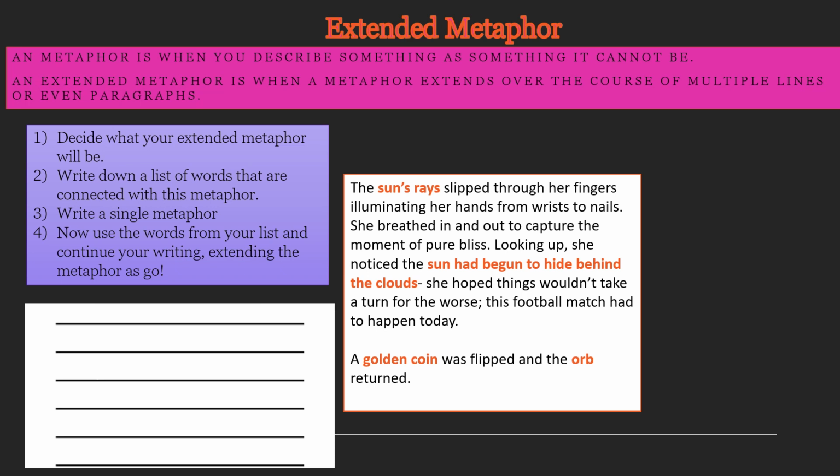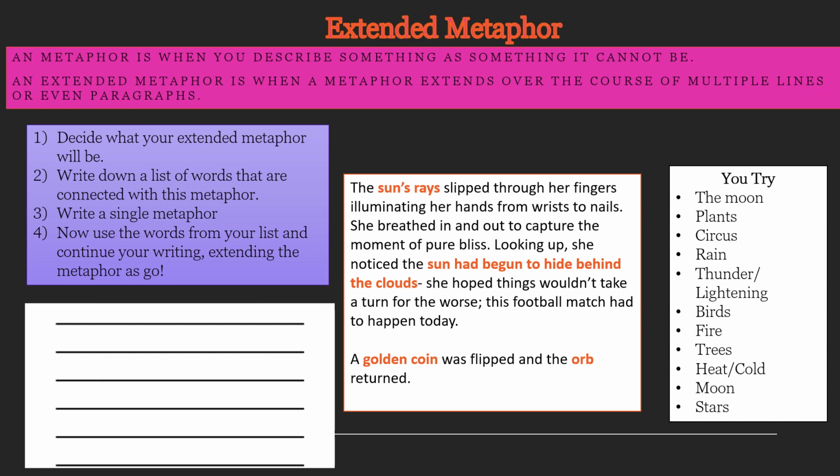So you can see here that I've got this extended metaphor of the sun that's in orange, and it extends over a number of lines. Now on the slide here you can see these are common extended metaphors, so the moon, plants, circus, rain. You can read them for yourself.